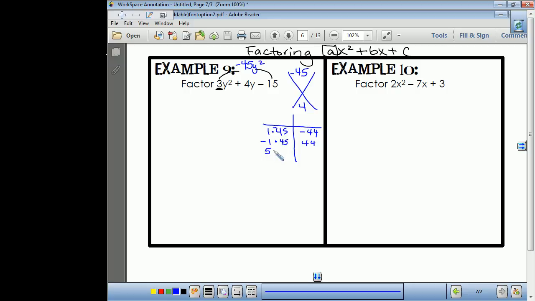Positive 5 and negative 9 gives me negative 4. And negative 5 times positive 9 gives me positive 4. Do any of these multiply to give me negative 45? Well, they all do. But add to give me positive 4. Negative 5 times positive 9. This one right here. So that is how I split it up. Negative 5 times positive 9.